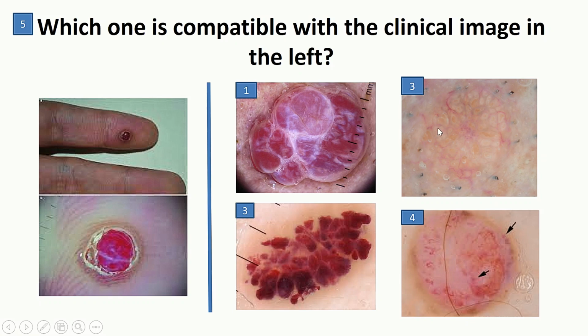And here in 3 we see some vascular pattern in the periphery as the crown that is indicative of sebaceous hyperplasia. And here is the milky red areas as what's seen in melanoma.